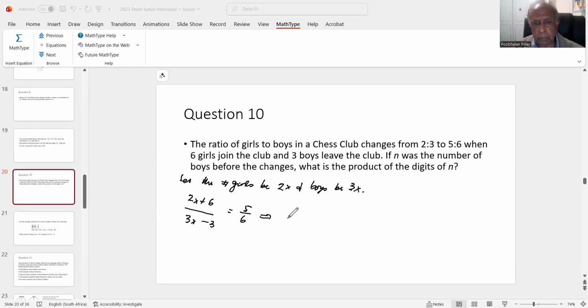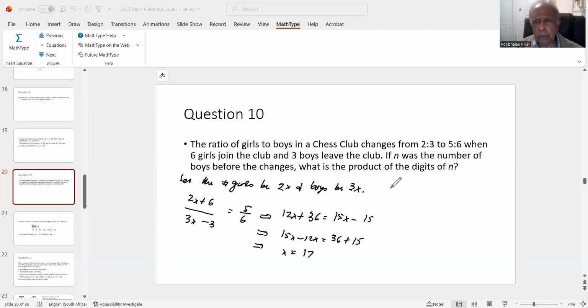All right, let's just cross multiply. 6 times 2x is 12x. 6 times 6 is 36. 5 times 3x is 15x. 5 times 3 is 15. Bring all the x's to one side. I'll put 15x minus 12x. I'll bring all the numbers to the other side, and then it's 36 plus 15. And that means you got 3x is equal to 51. So x is equal to 17.